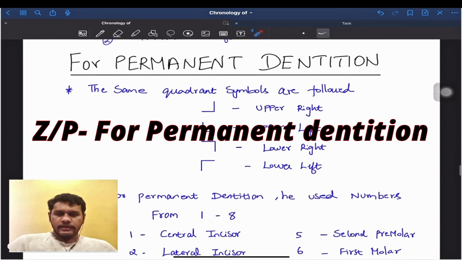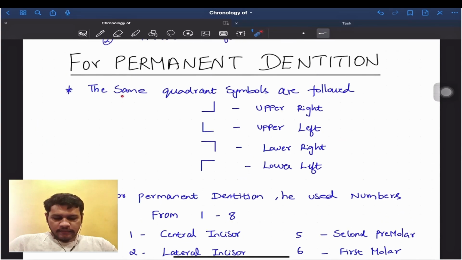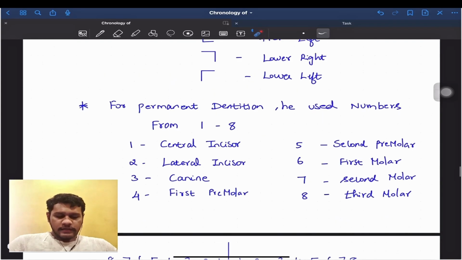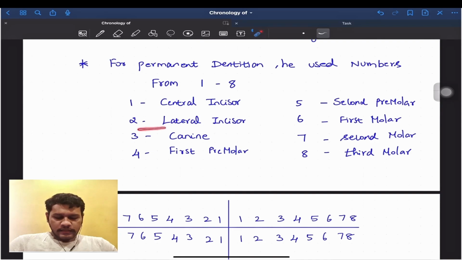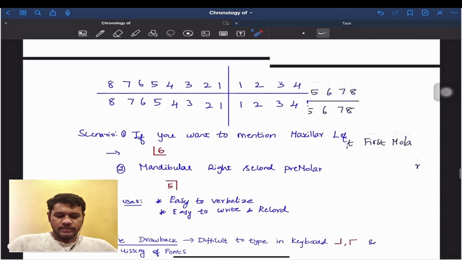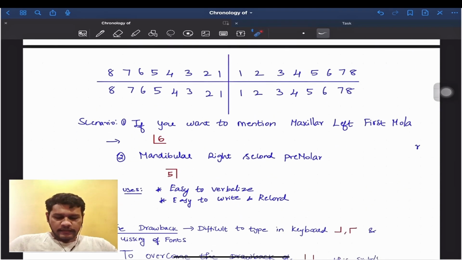Similarly for permanent dentition in the Zsigmondy Palmer system, the same quadrants are followed. You can see I explained here clearly. This is the upper right, upper left, lower right, lower left. For permanent dentition, to mention the tooth, you use numbers from 1 to 8. 1 central, 2 lateral, 3 canine, 4 first premolar, 5 second premolar, 6 is first molar, 7 is second molar, 8 is third molar. This is also mentioned in the chronology of permanent dentition. The same quadrants are taken, the angles are the same, only the tooth name is different.